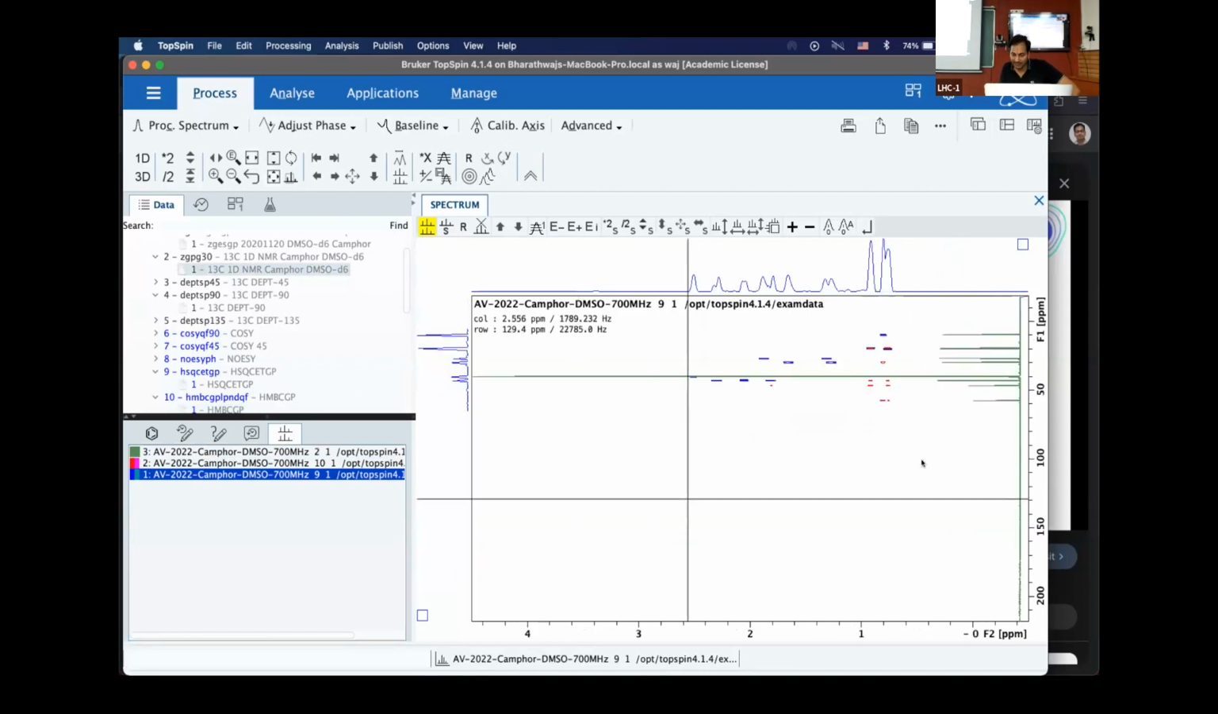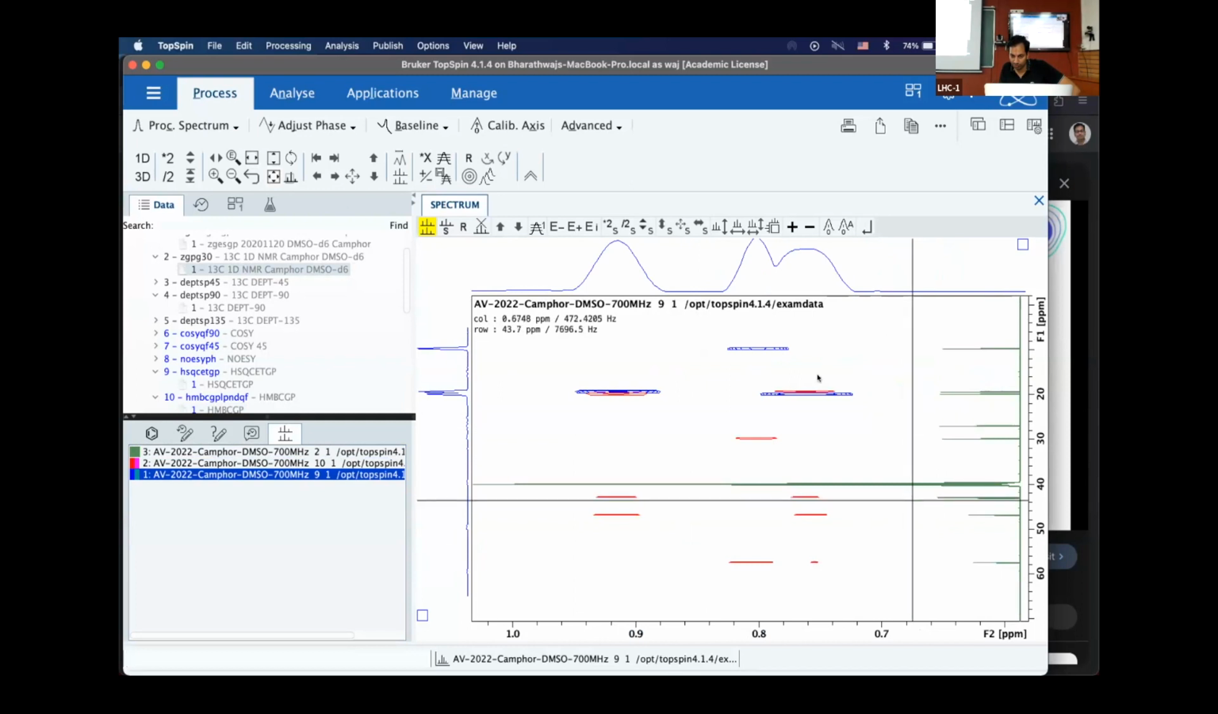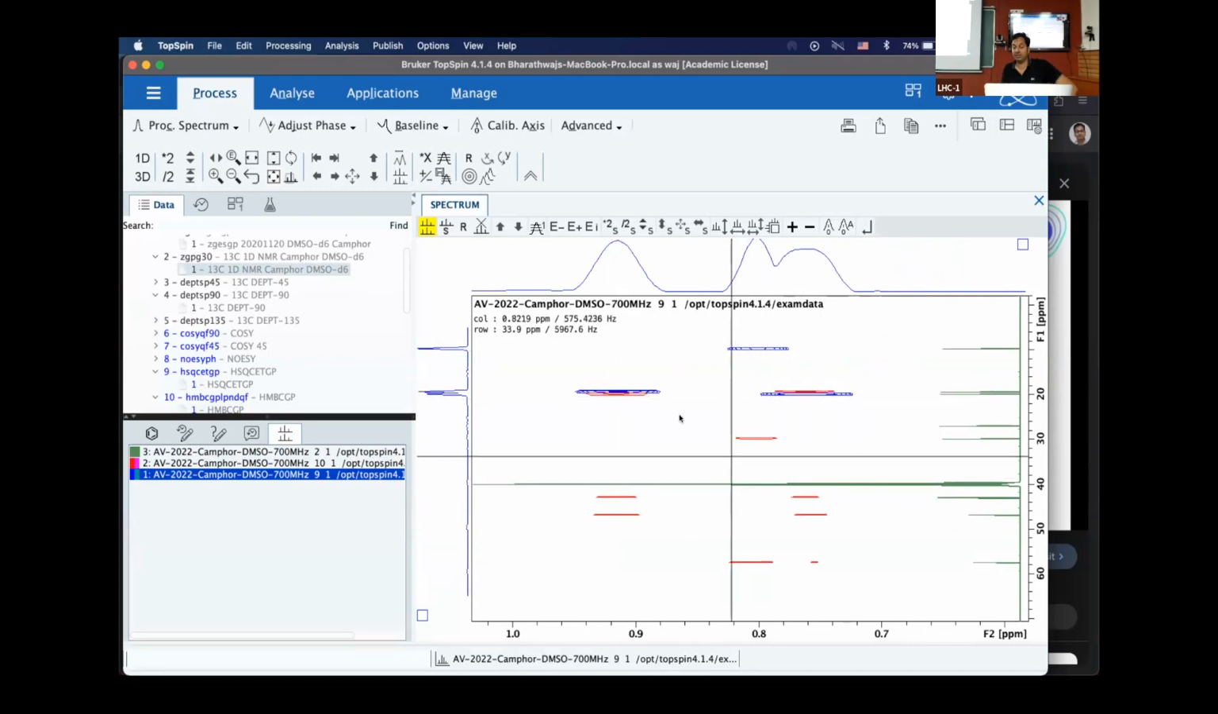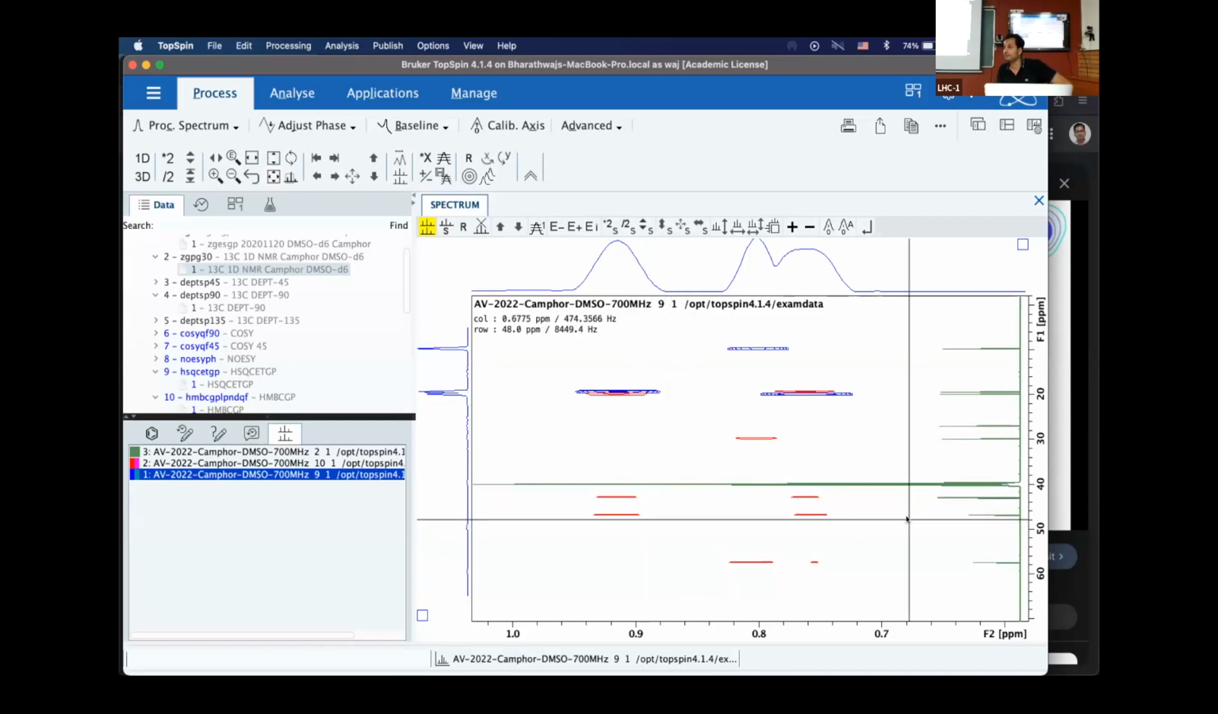So what does this indicate? Let me zoom in to show you. This indicates that this methyl talks to only one quaternary carbon, while this methyl and this methyl each of them talk to the same quaternary entities. Right? Does that make sense?